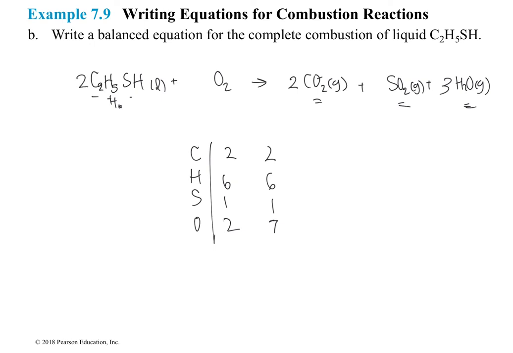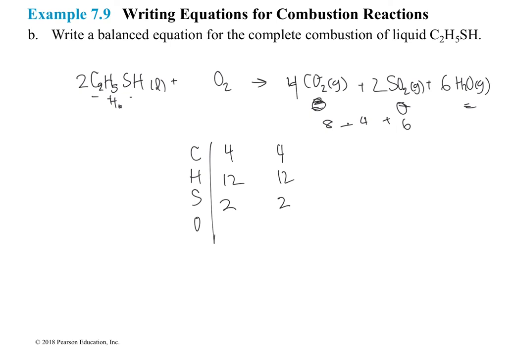2, we'll have 4 and 6. Okay, so 4, 2, and 6. So now I can get rid of all of my numbers and basically just start over. Okay, so I have 4 carbons here, 4 carbons there. I have 12 hydrogens there, 12 hydrogens there, 2 sulfurs, 2 sulfurs. Now oxygens, I have 1, 2, 3, 4, nope, 8 here, plus 4, 8 plus 4 plus 6 gives me a total of 18. So I have 18 oxygens. So then I can multiply this by 9 to give me that last 18 over here.